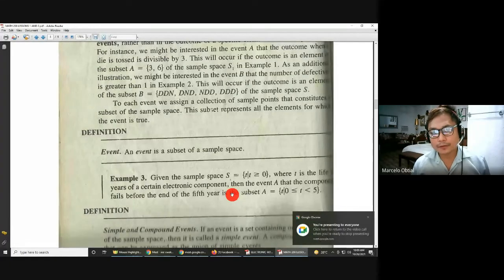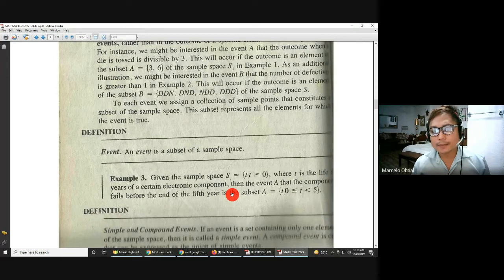Our topic for today is all about operations of events. Before we proceed, let us first recap our topic last time.